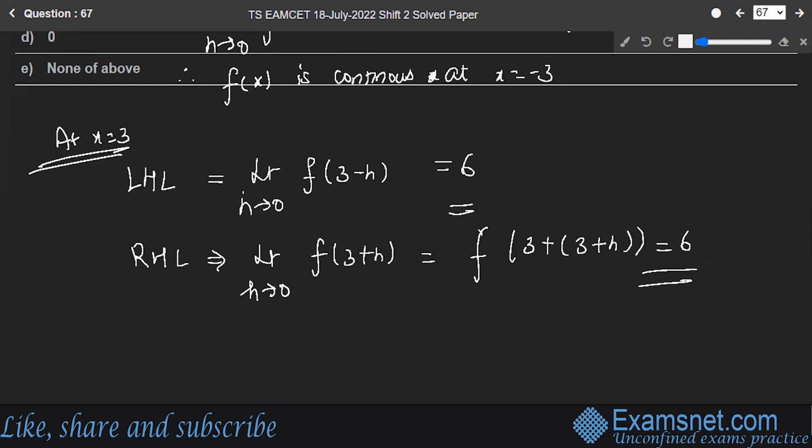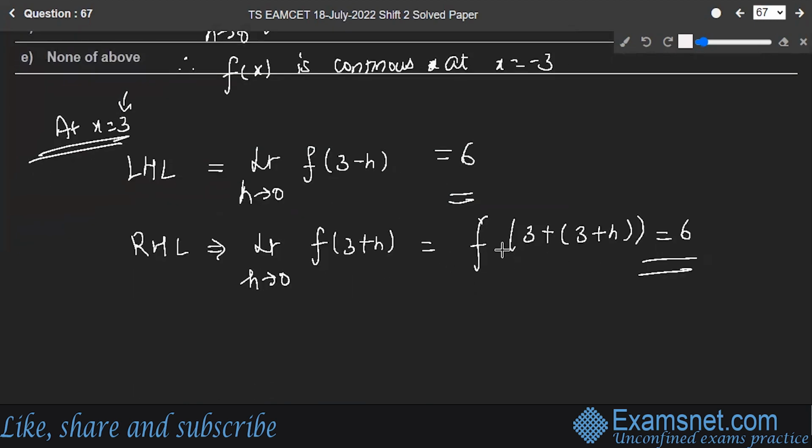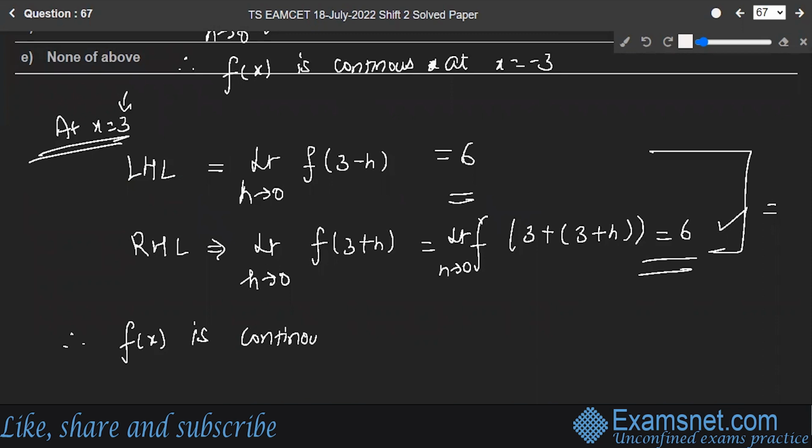See, over here, at x is equal to 3, the left-hand limit, I'll be using this 6 over here because at x is equal to 3, this interval will be used. Left-hand limit is going to be 6 and the right-hand limit is going to be 3 plus x. So 3 plus h, and this is again 6 when h is going to 0. Again, these both are equal. Therefore, function is continuous at x is equal to 3 also.